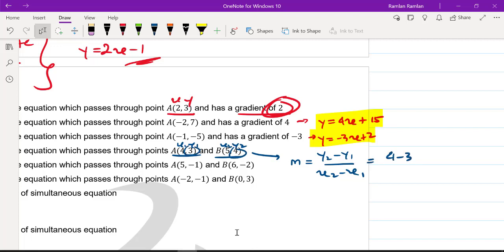4 minus 3, and then over x2 minus x1, which is 5 minus 4. 5 minus 4 equals 1 over 1, and 1 over 1 is just 1. So the gradient is 1.